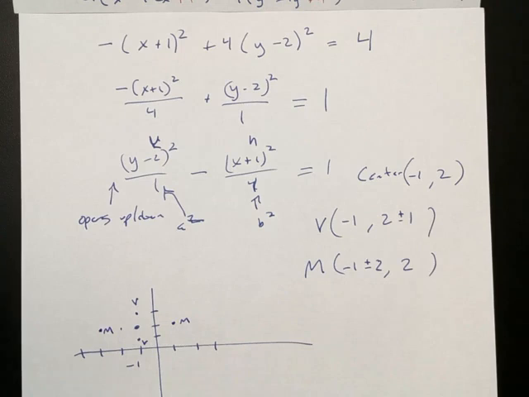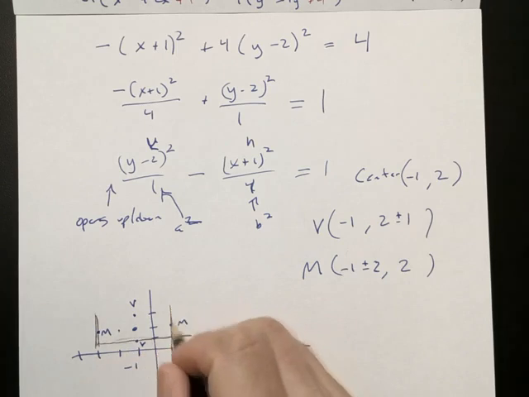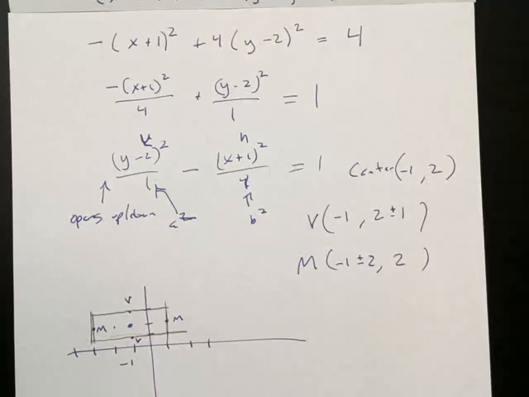So my box, I hate my pencil. My box looks like this. We're going up and down, right? This is going to be a wide hyperbola. That's okay. For a hyperbola, there are 2 more things I need. I need the foci. Where are the foci?